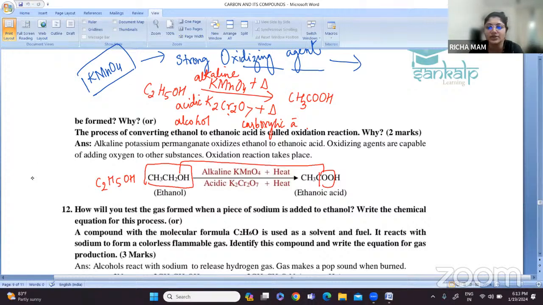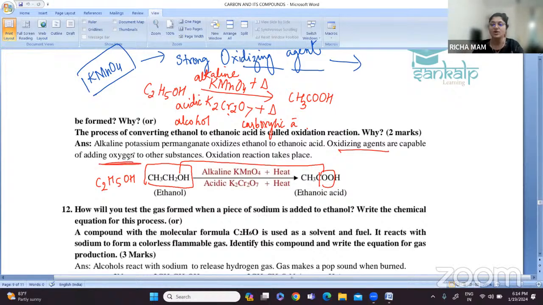Okay, we are converting from ethanol to ethanoic acid. So this is the process. The process of converting ethanol to ethanoic acid is called an oxidation reaction. So what does an oxidizing agent do? It is capable of adding oxygen to other substances.